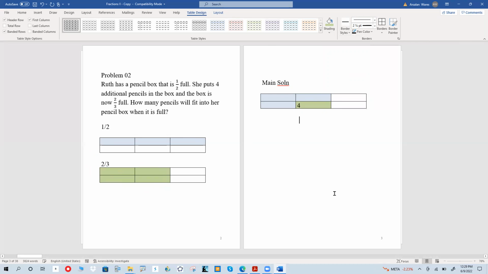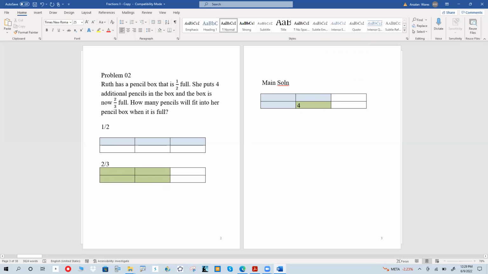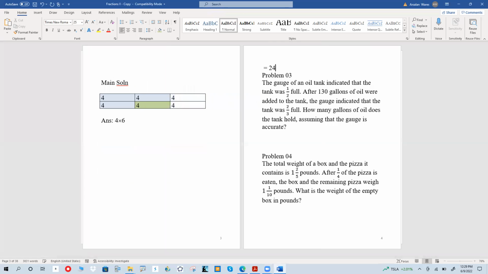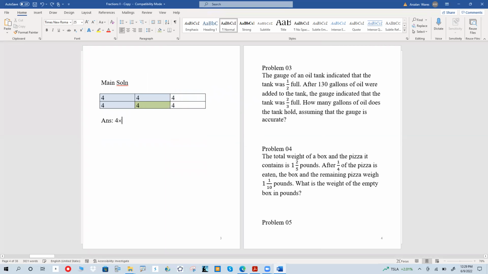They're asking how many pencils will fit into her pencil box. Each cell is 4. And so the answer is 4 times 6. 4 times 6 is 24. Sorry. I'll go back and show you everything.